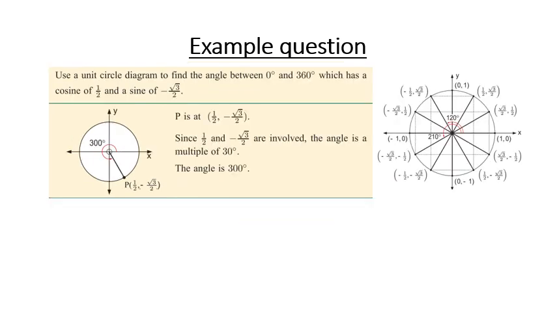Here's another example question. It says, use a unit circle diagram to find the angle between 0 and 360 which has a cosine of a half and a sine of negative root 3 over 2. Now, we know that cosine is positive and sine is negative. That means it's going to be in the fourth quadrant. So we look in the fourth quadrant and we realize, yep, there are the coordinates we're looking for just here, which means we're looking for this angle here.